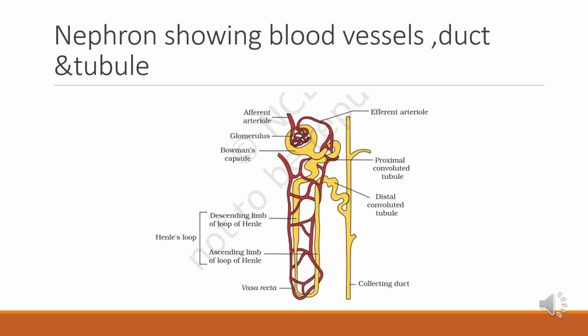The tubule continues further to form a highly coiled network which is called proximal convoluted tubule and then a hairpin-like structure that is called Henle's loop. Now the downward part, going towards the lower side, is called descending limb of loop of Henle, and the part which is going upwards is called ascending limb of loop of Henle.